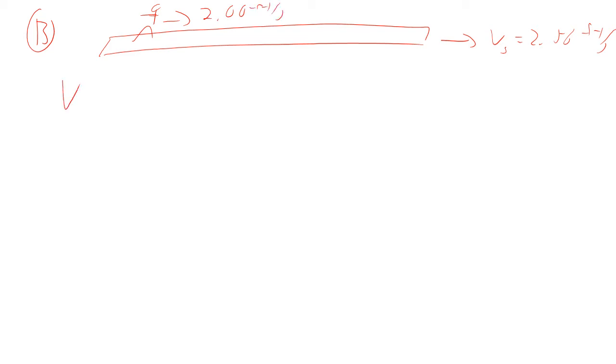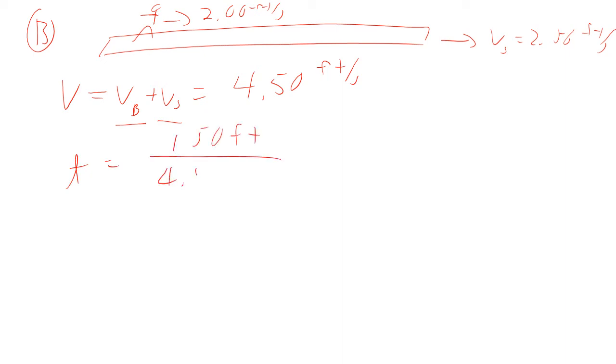Okay. Now passenger B is the tougher one. Okay, so passenger B is on the sidewalk. The sidewalk is moving at 2.5 feet per second. And passenger B is walking on the sidewalk at 2 feet per second. So the total velocity here is going to be the combination of the two, because you're walking at 2 feet per second relative to the sidewalk, and the sidewalk is moving relative to the terminal. So that means the total velocity is 4.5 feet per second. So the time will be 150 feet divided by 4.5 feet per second. And so that comes out to be 33.3 seconds.